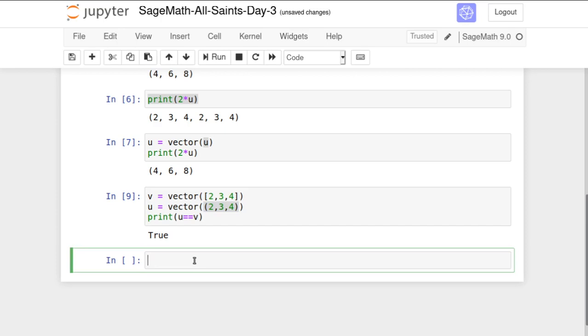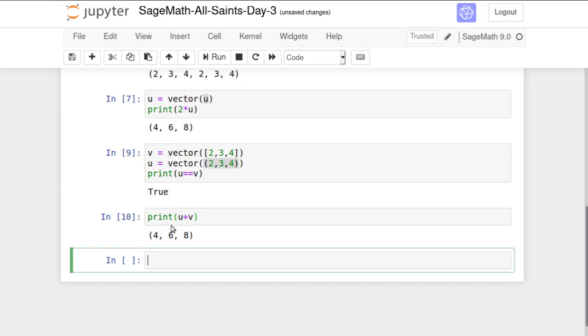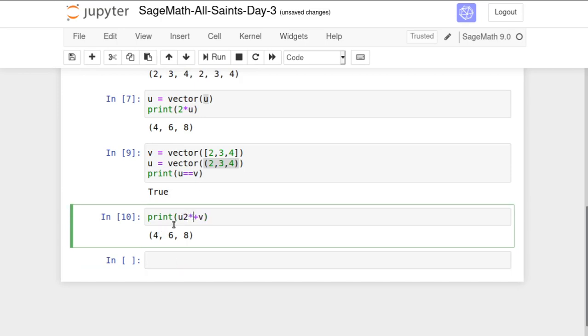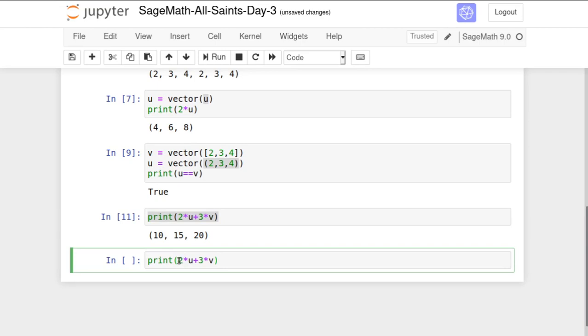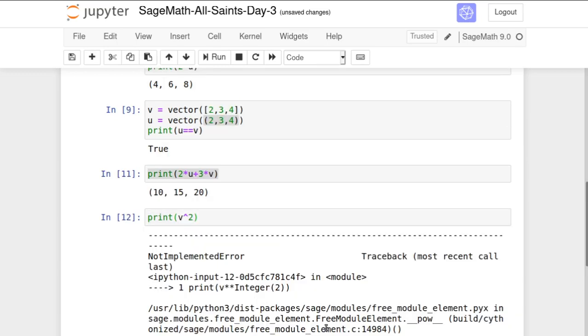So now what are the other options that can be supported by the vector command? We can of course add two vectors, print U plus V. Of course, U and V are taken to be the same here, but even then, U plus V works. 2U plus 3V, that also can be defined. And if you try to take the exponent of this V, the square, what will happen? It will say that this is not implemented. That is, squaring a vector is not implemented.